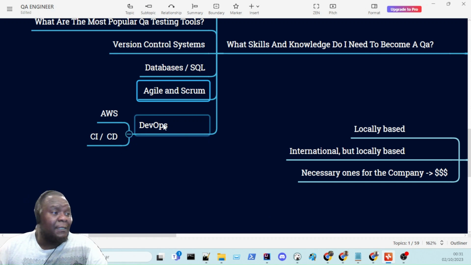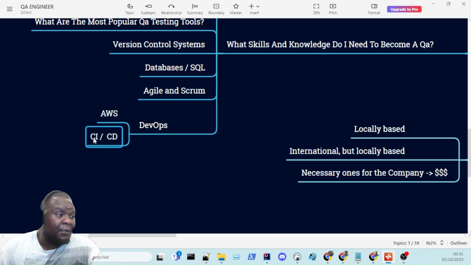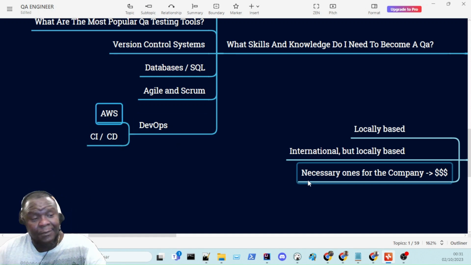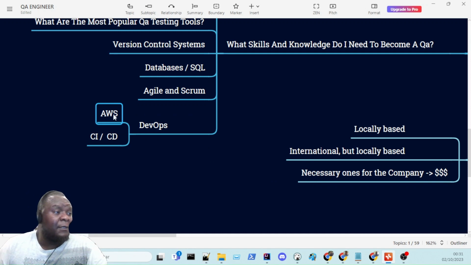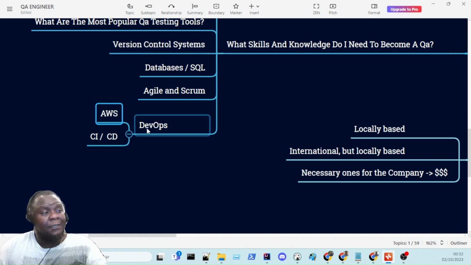And for the last one, I put here the DevOps skills. Well, in some positions you have to understand about DevOps, right? Because you have to understand cloud computing and continuous integration, continuous delivery, and know about AWS, that is a solution from Amazon. You have to understand more about Azure, right? So these things here, I'm gonna make some videos about them for you to understand better about the QA engineer, how to become a QA engineer.